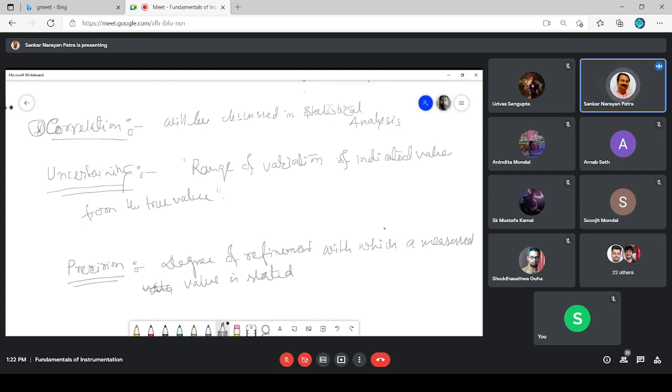Degree of refinement with which a measure value is stated. There is a very famous term, precision, which is sometimes confused with accuracy. How is it confused? Accuracy is called degree of closeness.